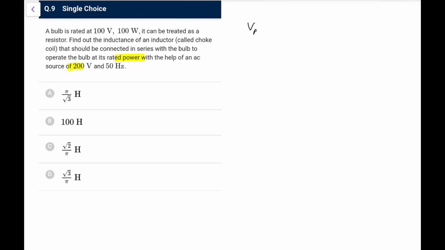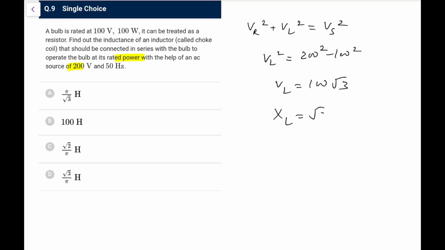So what we can directly write, we know VR square plus VL square is equal to V source square. So VL square would be 200 square minus 100 square. So VL must be equal to 100 root 3. That means it has a drop root 3 times. So what we need, XL should be equal to root 3 R.